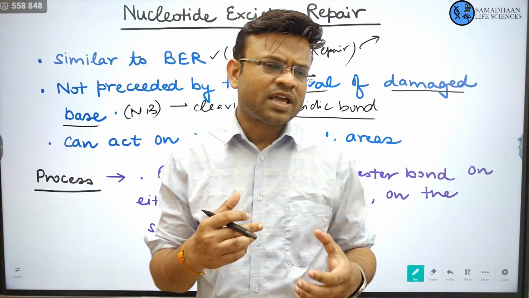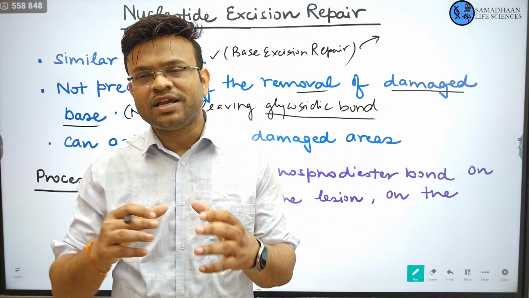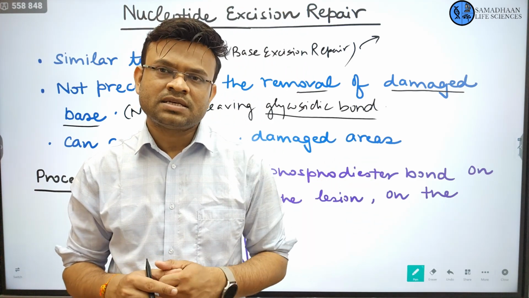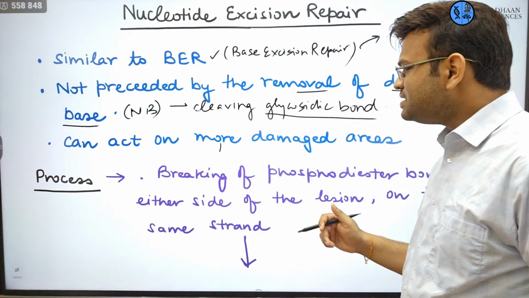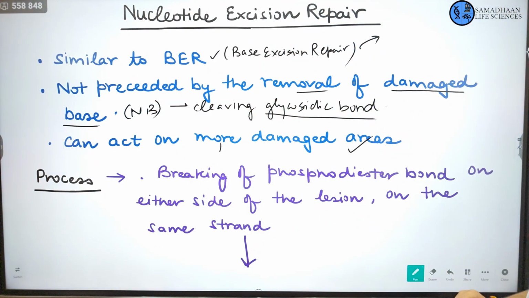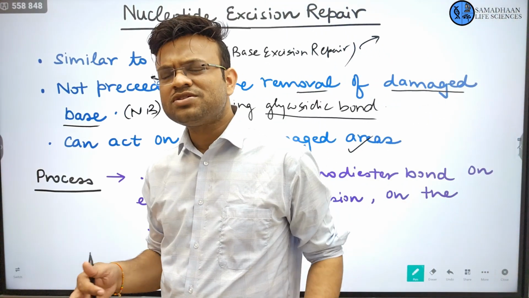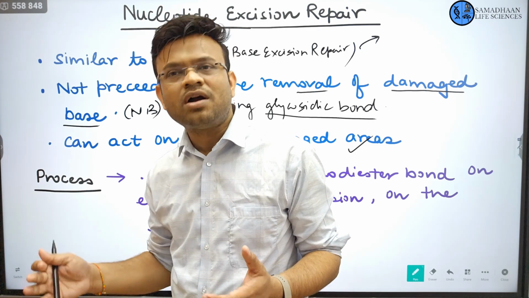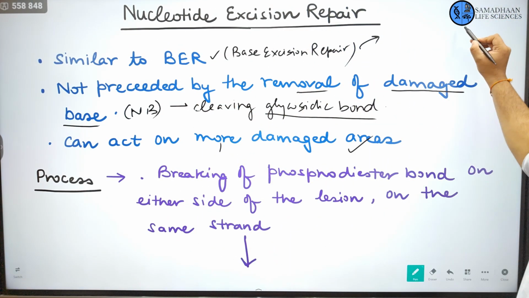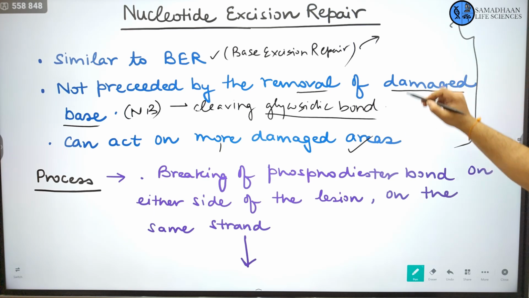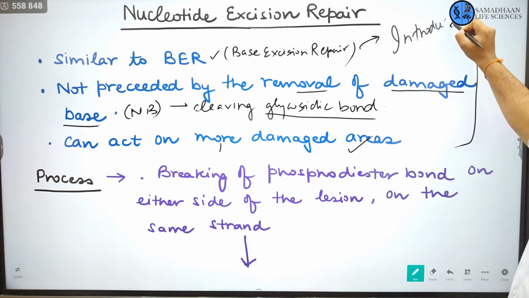Okay, so whenever a chemical mutagen is acting on the DNA and creating problems, then this kind of nucleotide excision repair is utilized. Again, when the intensity of the damage is high, then nucleotide excision repair is used. Base excision repair is used when the intensity is not that much. So this was basically the introduction of nucleotide excision repair.